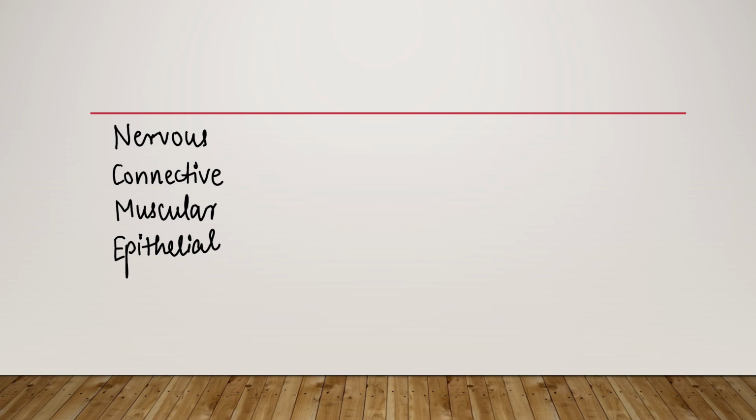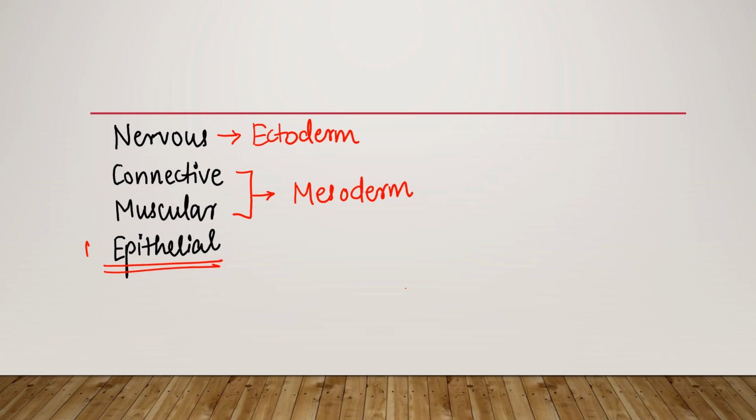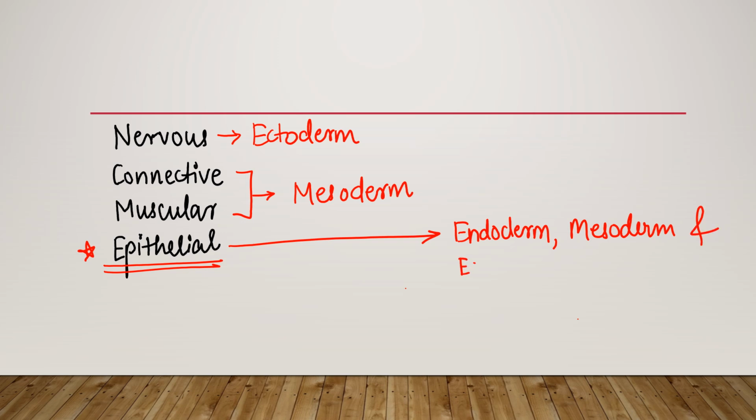Now where do these tissues originate from? So nervous tissue originates from the ectoderm. Connective and muscular tissues originate from the mesoderm. And the epithelial tissue, this is the most important tissue. It has many subtypes, classified into many types. So epithelial tissue originates from all the three derms, which is endoderm, mesoderm, and the last, ectoderm.